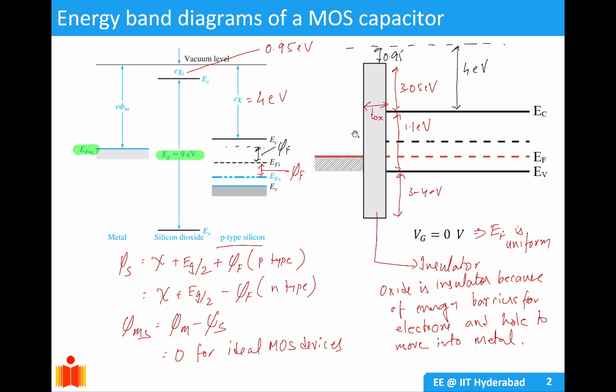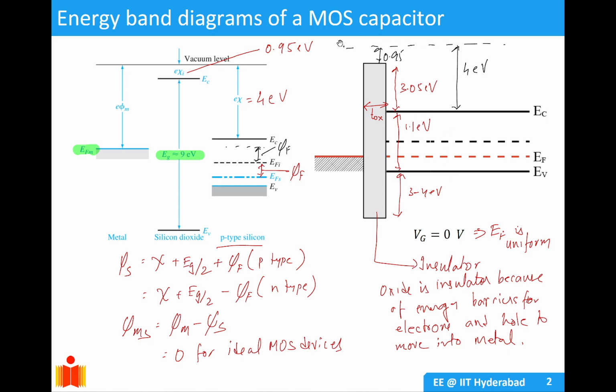So this is how it will look for the ideal case. If your phi ms is 0, there will be no band bending, and it will all be straight lines. That means your metal work function and your semiconductor work function are at the same level, so the Fermi level will be at the same distance from the vacuum level. So you draw the Fermi levels together. Then, according to the Fermi level, you draw your EC, EI, and EV.